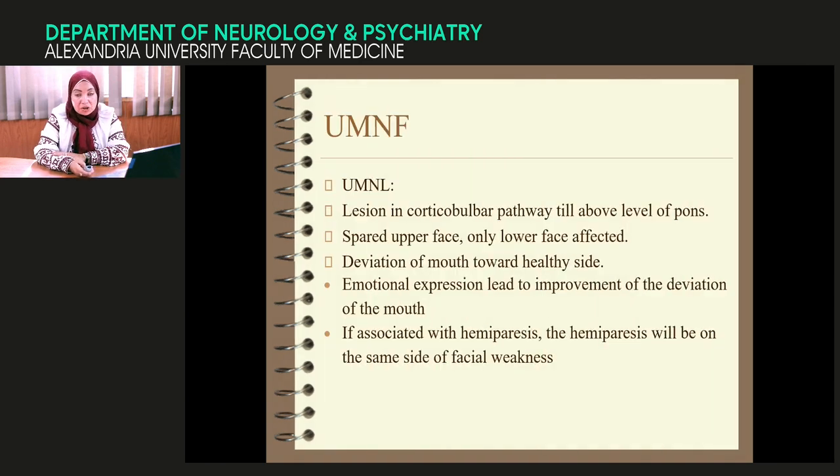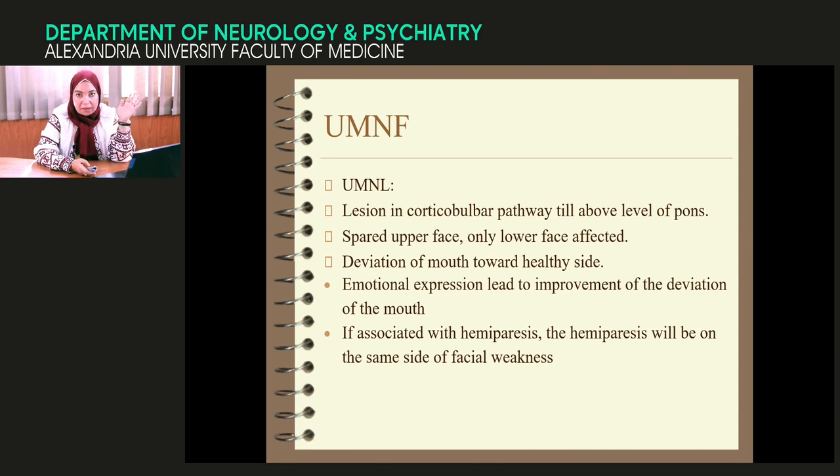We divide the lesions of the facial nerve into two types, upper motor neuron type and lower motor neuron type. In the upper motor neuron type, the lesion is anywhere from the cortex until before reaching the brainstem facial nerve nuclei in the bones. Any lesion from the cortex until before reaching the nuclei is called upper motor neuron facial.